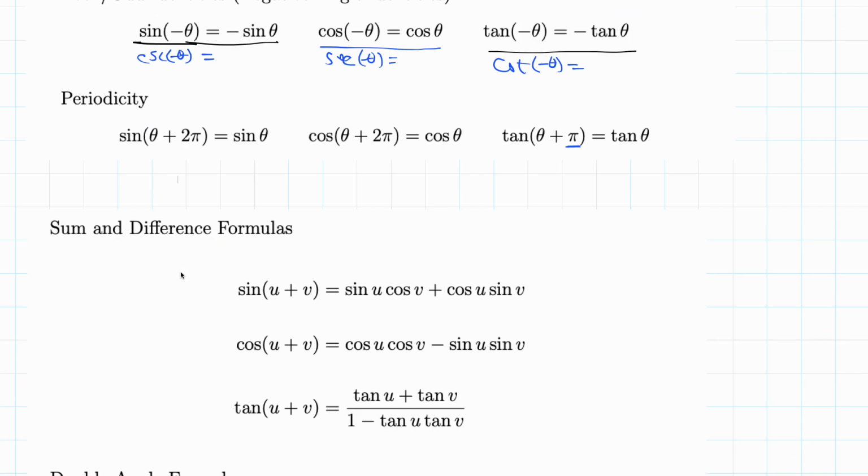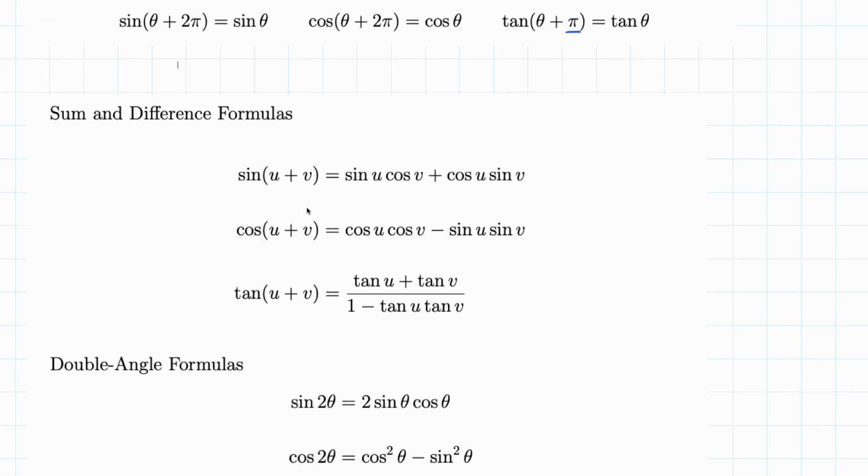Now sum and difference formulas. Sine of u plus v, and here's one warning: it's not true to just simply distribute sine. No, because sine is not a product, it's not a factor that you can distribute. What happens is, though, sine of u plus v is in fact sine u cosine v plus cosine of u sine v. And if we have negative here, then this will be negative, everything else is the same.